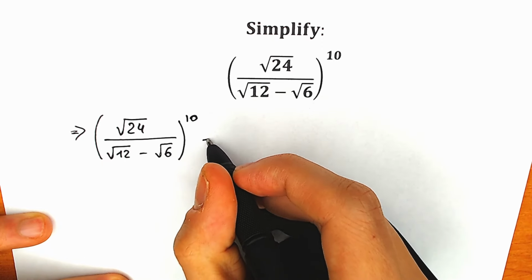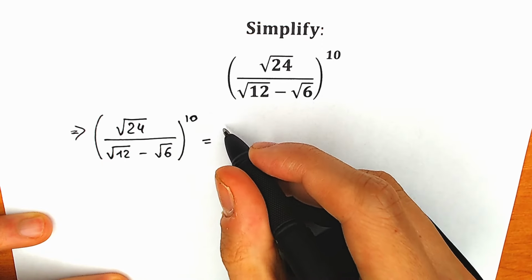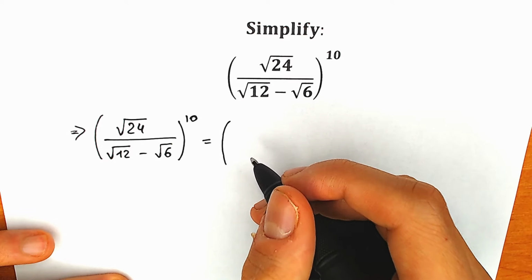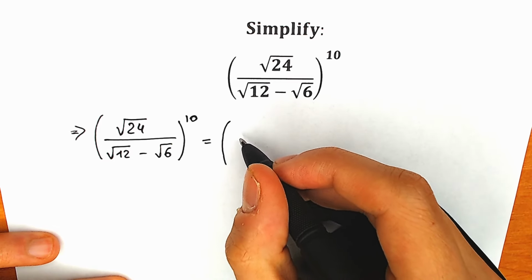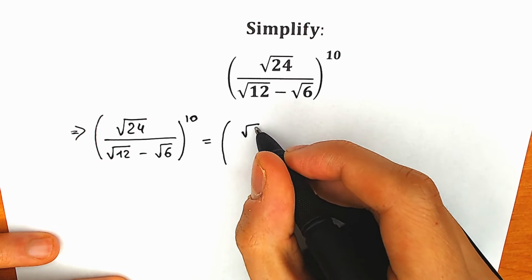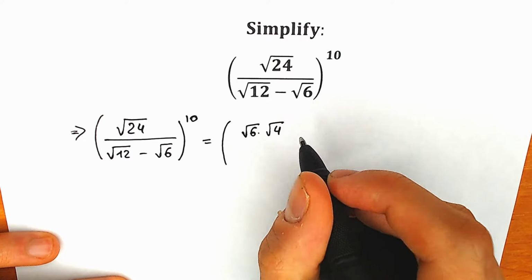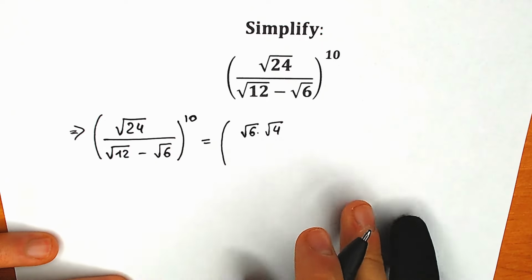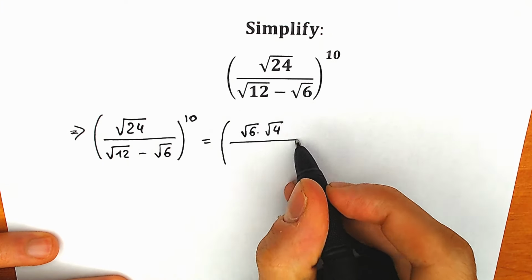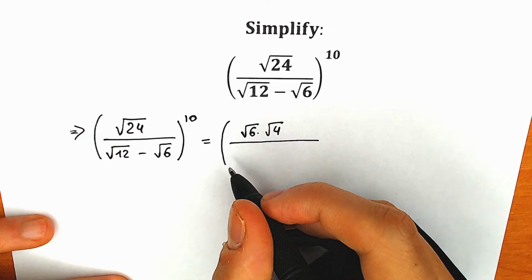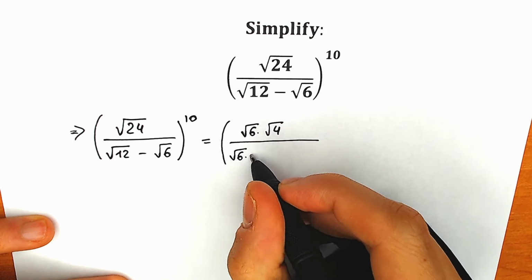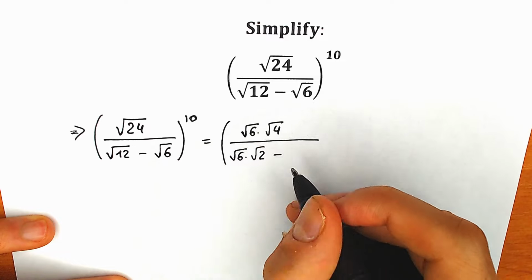Right now, square root of 24 in our numerator, we can write as 6 times 4. Okay, so this is our first step. We can write this as a product, square root of 6 times square root of 4. This is our numerator instead of square root of 24. Right now we divide it by square root of 12, which we can write as square root of 6 times square root of 2, and minus this square root of 6.